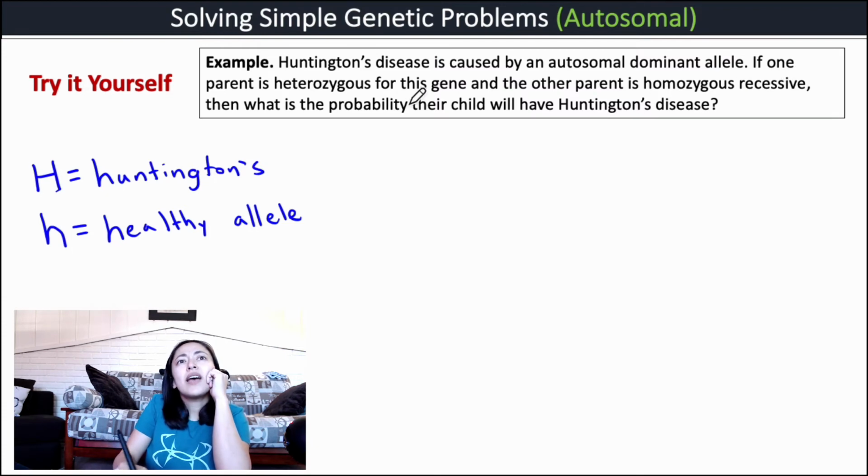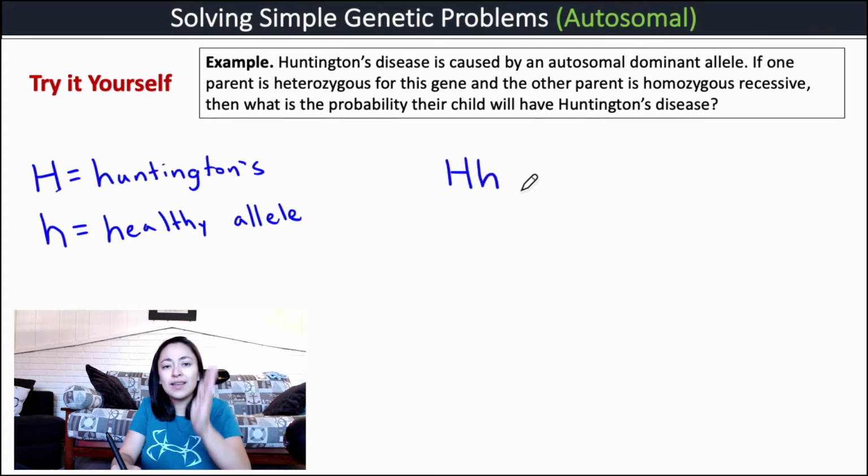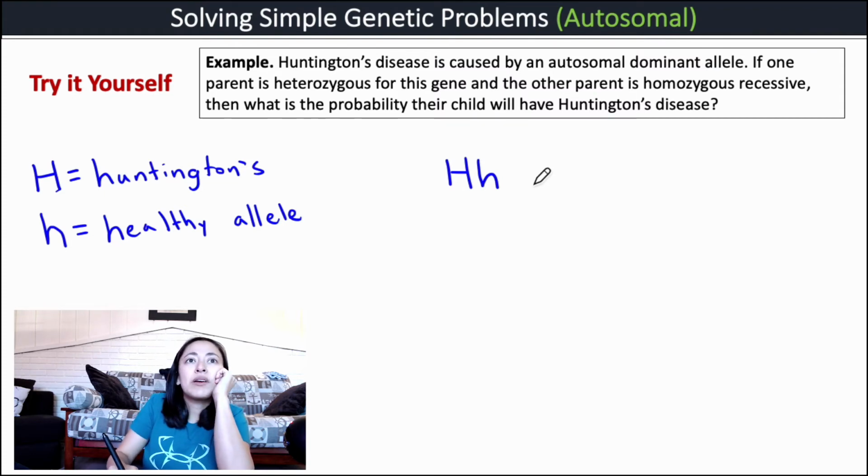If one parent is heterozygous for this gene, so I'm already going to pause there. I know one parent's heterozygous. I don't even read the whole thing sometimes because you want to take it step by step. So that parent's heterozygous. The other parent is homozygous recessive, so they have to have 2 little h's. What is the probability their child will have Huntington's disease? All right, so I just draw out my Punnett square again. I'm just going to make it a little bigger.